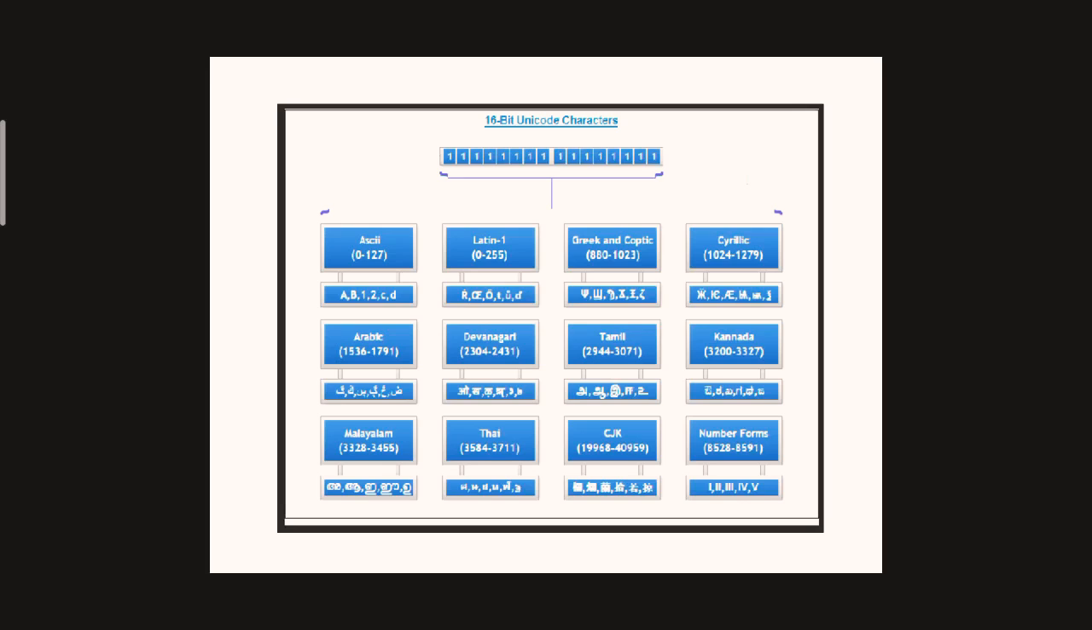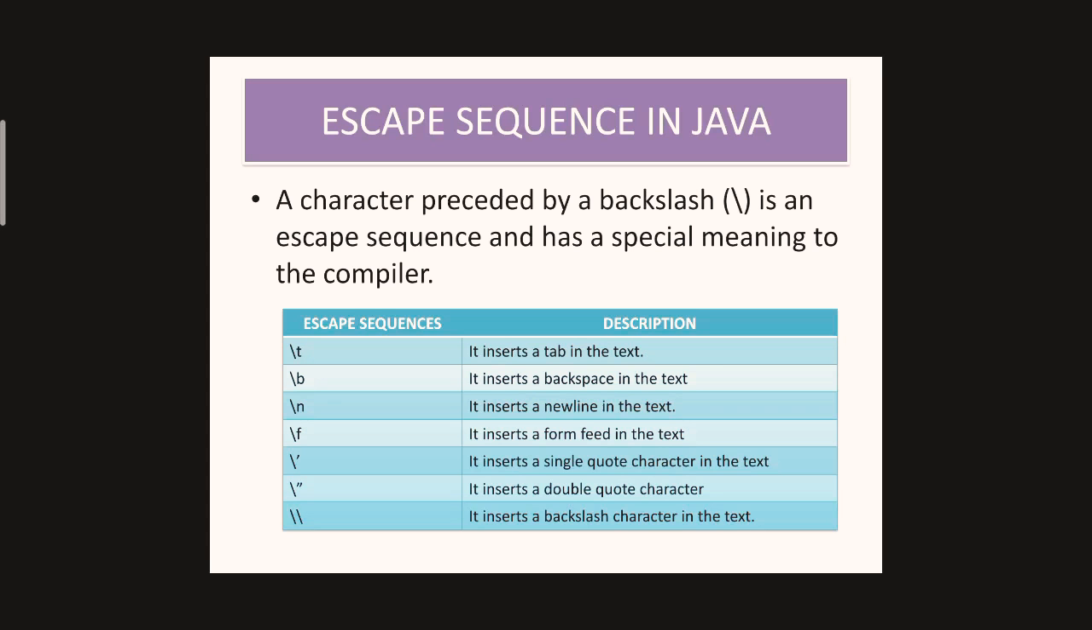Suppose people are using Latin language, for that Unicode is available. For Greek people also Unicode is available, and for Tamil, for people who do not know English. So this is how Unicode helps people to write code and develop software. Let's go to the next topic, escape sequence, which is very important.